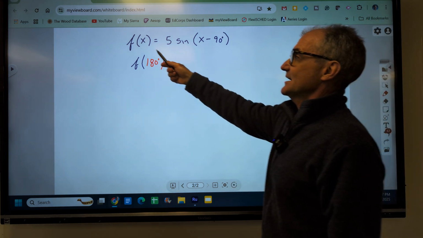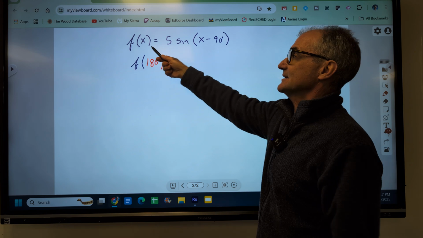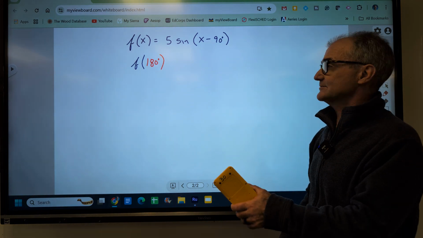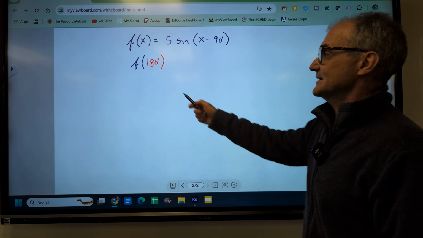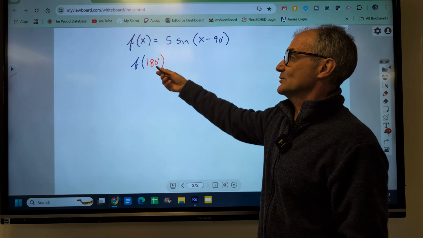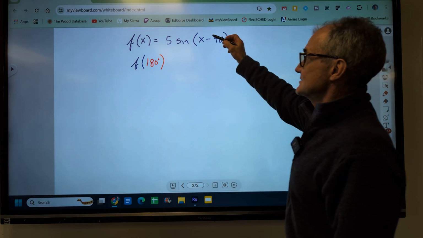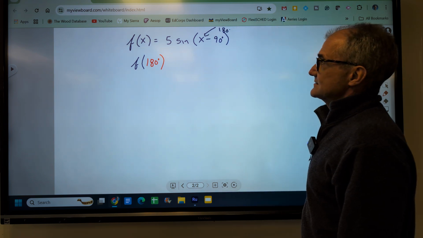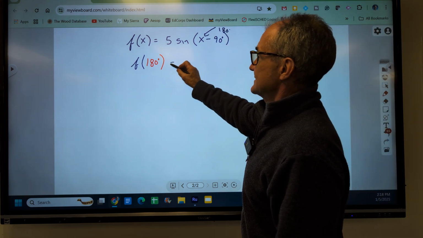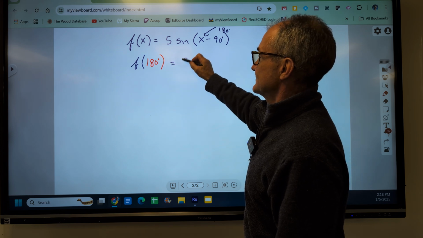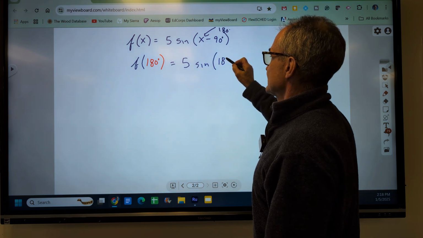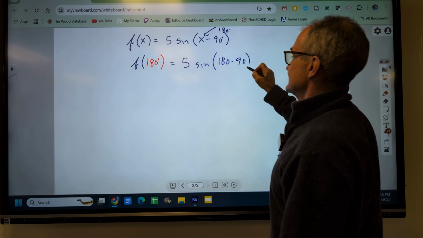So what I'm saying is f of x is this function. I've checked that with the vertical line test. I've replaced y with f of x because I know it's a function. Now I'm saying evaluate that function when x is equal to 180. So I plug 180 in here, right? So this is in degrees. It's going to give me f of 180 is 5 sine 180 minus 90 degrees.